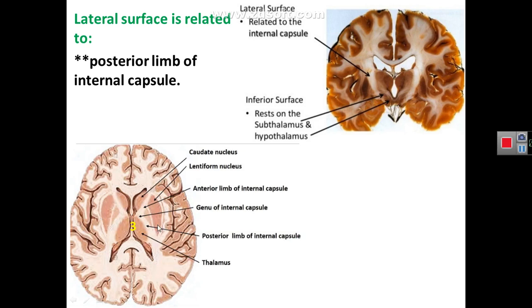And if we take a transverse section, not coronal section, in the cerebrum, we can see that the internal capsule is V-shaped. It is formed of an anterior limb and a posterior limb connected by the genu. The anterior limb is between the caudate nucleus and lentiform nucleus, while the posterior limb is between the thalamus and the lentiform nucleus. Therefore, specifically, we can say that the lateral surface of the thalamus is related to the posterior limb of the internal capsule.